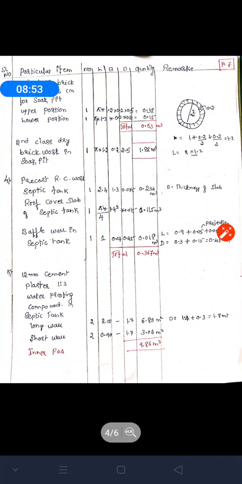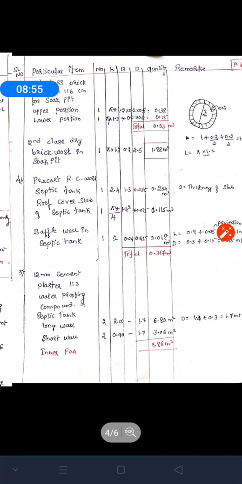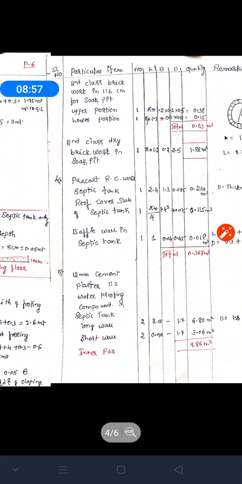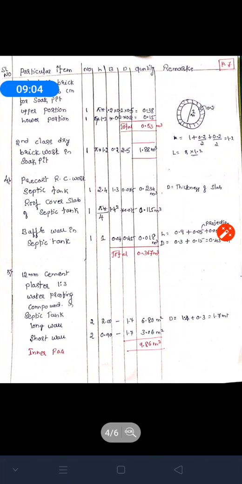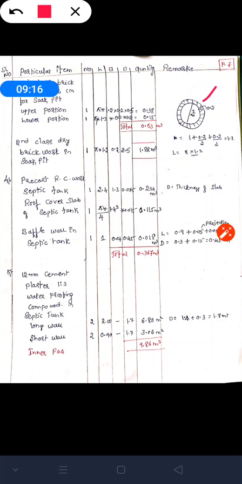Okay, now the third one, we move on to second class brickwork in cement mortar for soak pit. There are two portions here, upper portion and lower portion. So first we need to find out the circumference length, because it is in circular shape. You can see it in the remarks column.